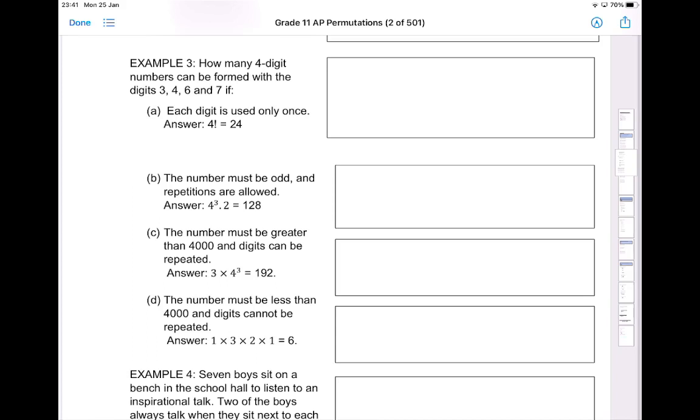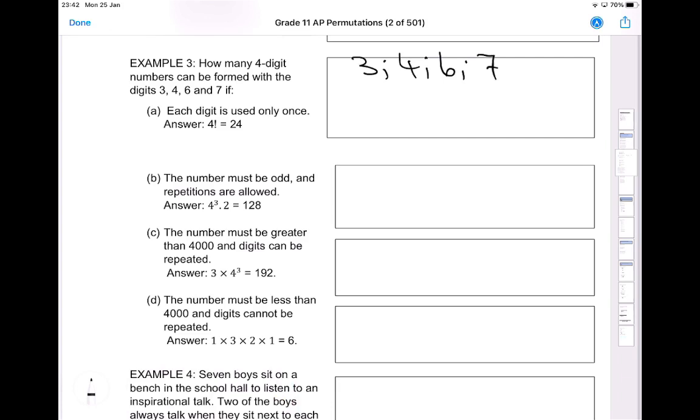Let's look at problems that involve permutations. There'll be many different types, so we'll just take them one type at a time. Example 3 says how many 4-digit numbers can be formed using the digits 3, 4, 6, and 7. Okay, so we are given these 4 digits 3, 4, 6, and 7.